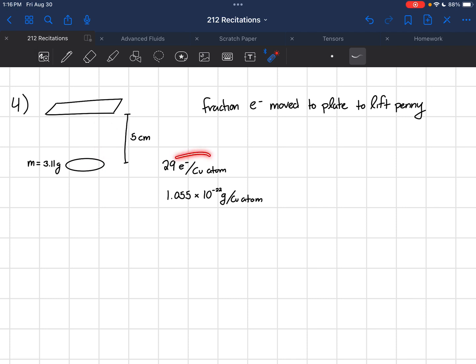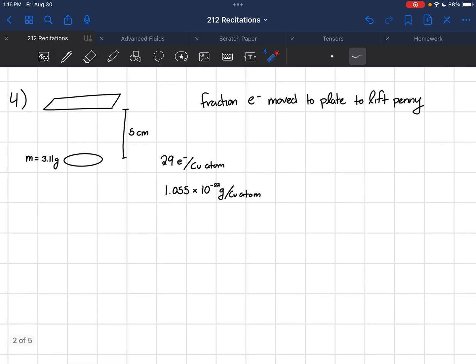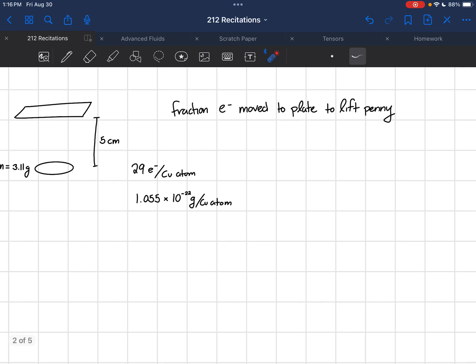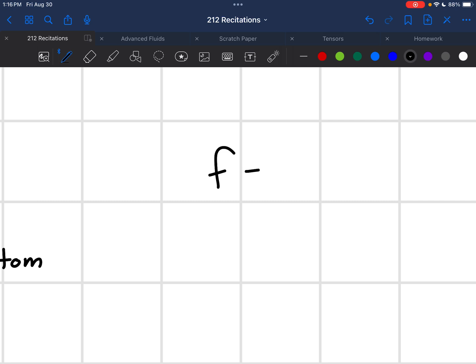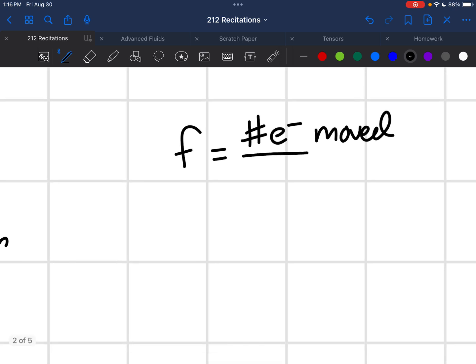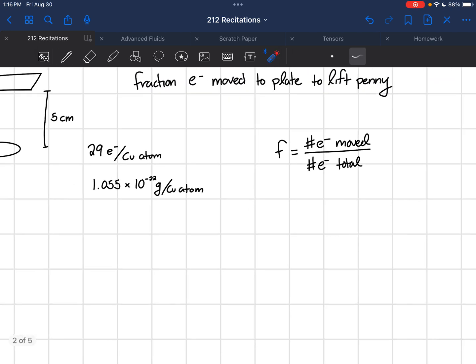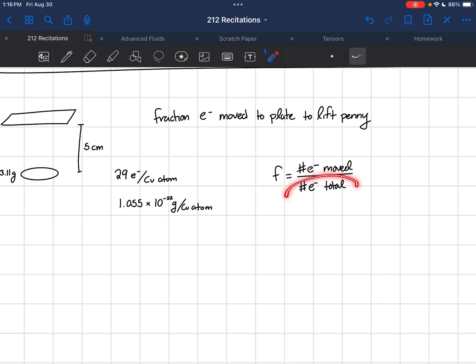And we have how many electrons per copper atom, and we also have the mass of a copper atom. So when I'm thinking about the fraction of electrons that need to be moved, in order to get that fraction, I have to know the number of electrons that I'm moving, and I also need to know the number of electrons that I have to begin with. So it's going to be like a two-stage problem for this one. Let's look at the total number of electrons first.